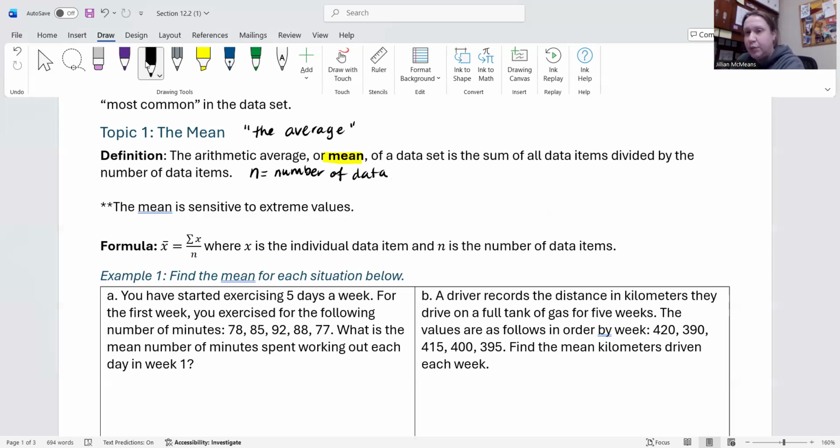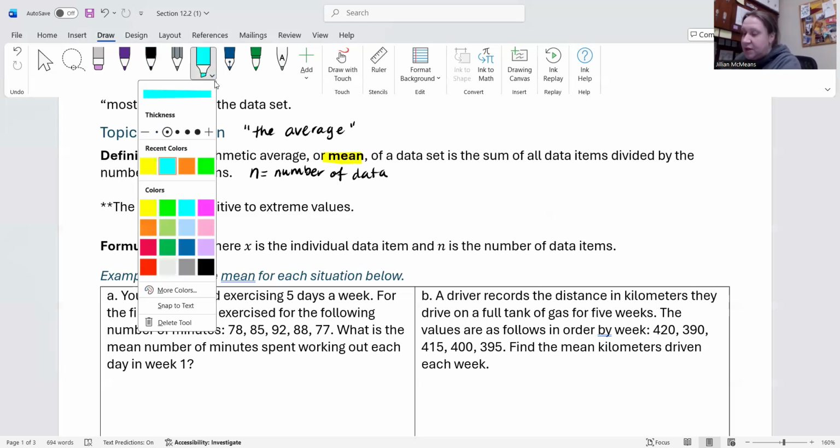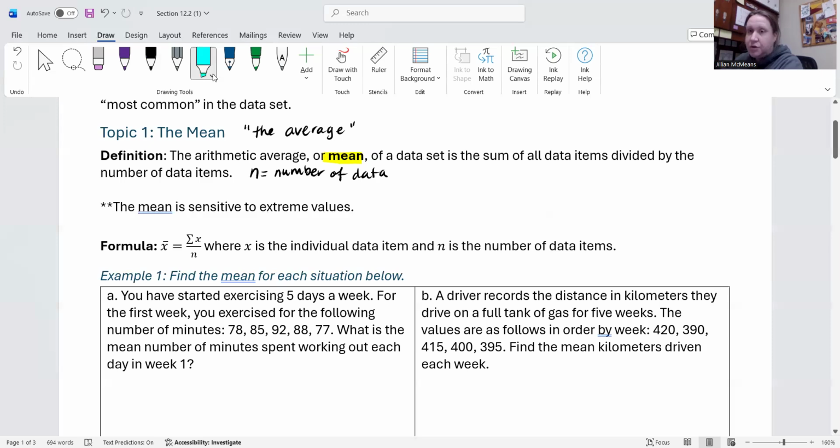We talked about this briefly, I believe, in the previous video when we were talking about frequency distributions. The total of all the frequencies is n, which is the number of data items. Now, we do need to make note of something. When you're calculating it, the mean is really sensitive to extreme values. If you have a data set that's clumped together and then you have one value that's really high or really low compared to the others, your mean is going to be pulled towards that extreme value. So do use caution when you use the mean.